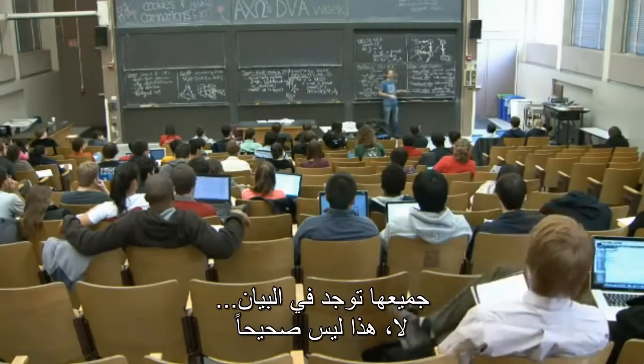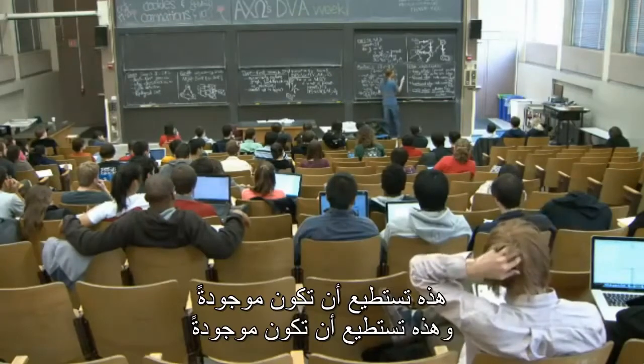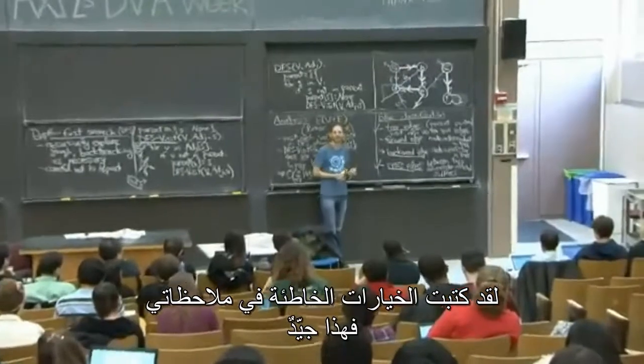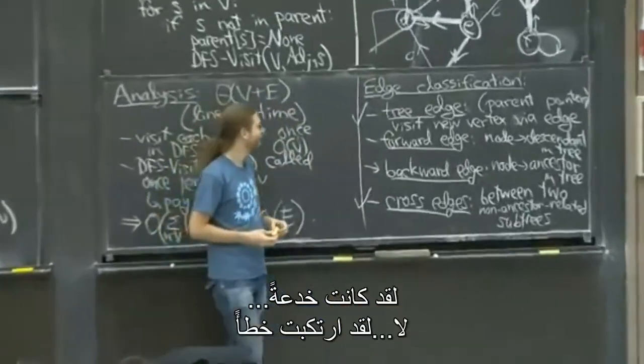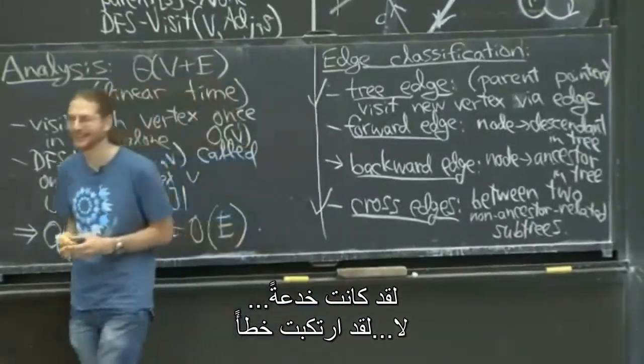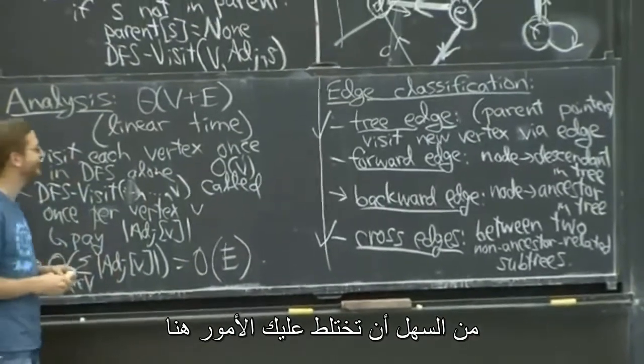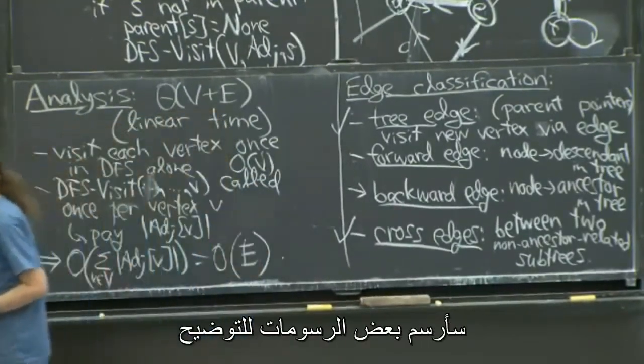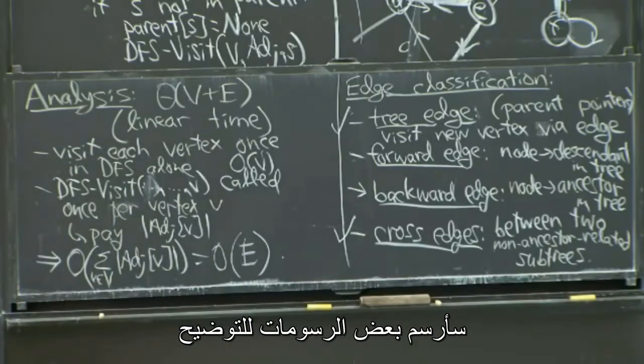I mean, they all exist. No, that's not true. This one can exist, and this one can exist. I actually wrote the wrong ones in my notes, so it's good to trick you. No, I made a mistake. It's very easy to get these mixed up. And you can think about why this is true. Maybe I'll draw some pictures to clarify.